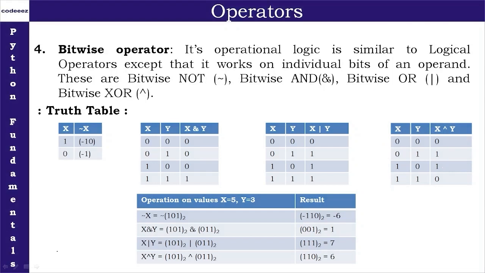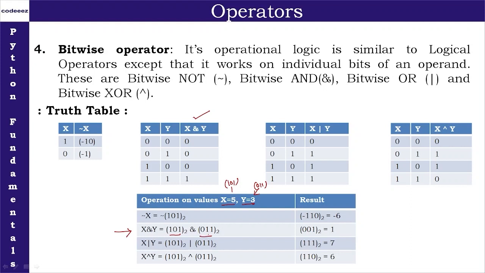Now let us understand the working of the bitwise AND and OR operators. Let's suppose we are working on the values of X as 5 and Y as 3. What is the binary equivalent of 5? We know that the binary equivalent of 5 is 101. And the binary equivalent of 3 is 011. Suppose we are applying the bitwise AND operator on 101 and 011. Now how will this operator work?